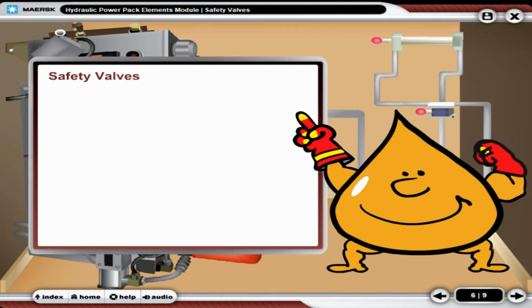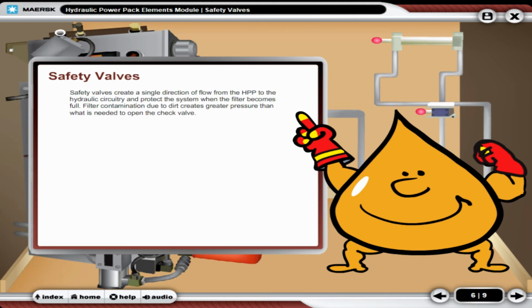Another important component in a hydraulic system is safety valves. Safety valves create a single direction of flow from the HPP to the hydraulic circuitry and protect the system when the filter becomes full. Filter contamination due to dirt creates greater pressure than what is needed to open the check valve. Check valves and pressure relief valves function as safety valves when used in an HPP.